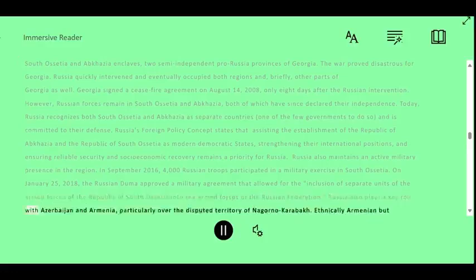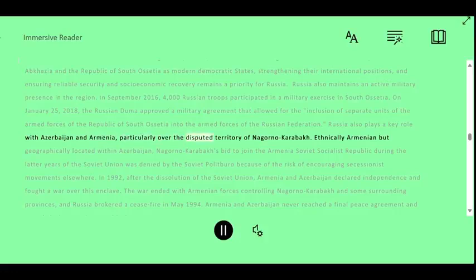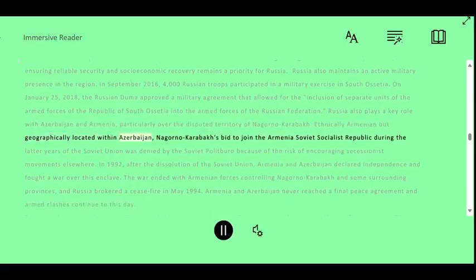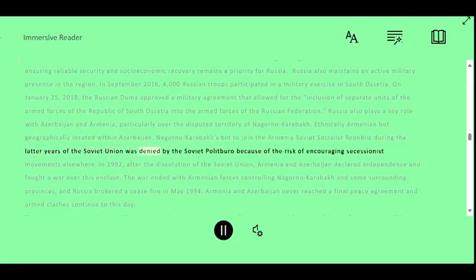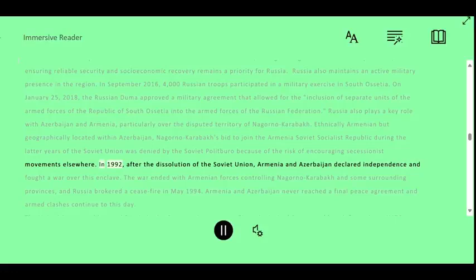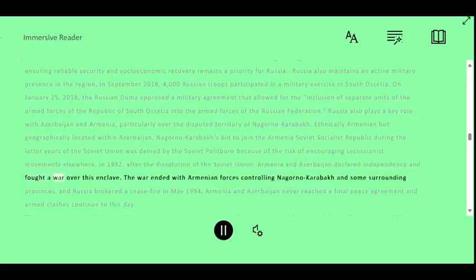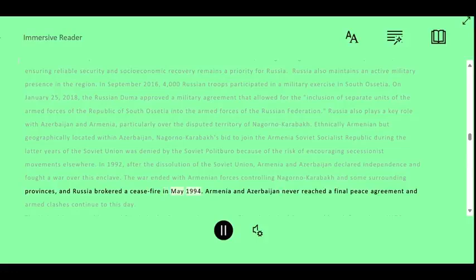Russia also plays a key role with Azerbaijan and Armenia, particularly over the disputed territory of Nagorno-Karabakh. Ethnically Armenian, but geographically located within Azerbaijan, Nagorno-Karabakh bid to join the Armenian Soviet Socialist Republic during the latter years of the Soviet Union, but was denied by the Soviet Politburo because of the risk of encouraging secessionist movements elsewhere. In 1992, after the dissolution of the Soviet Union, Armenia and Azerbaijan declared independence and fought a war over this enclave. The war ended with Armenian forces controlling Nagorno-Karabakh and some surrounding provinces, and Russia brokered a ceasefire in May 1994. Armenia and Azerbaijan never reached a final peace agreement, and armed clashes continue to this day.